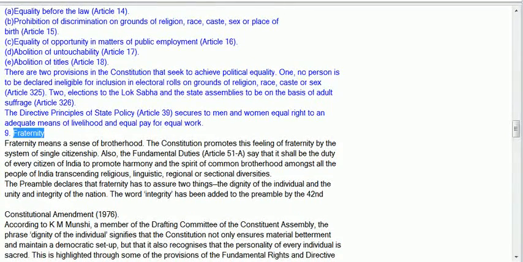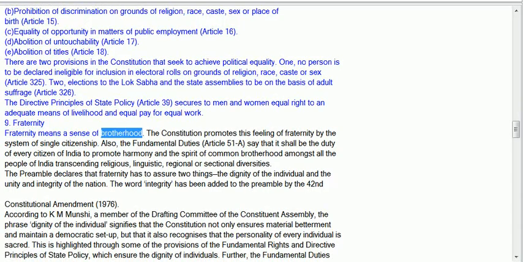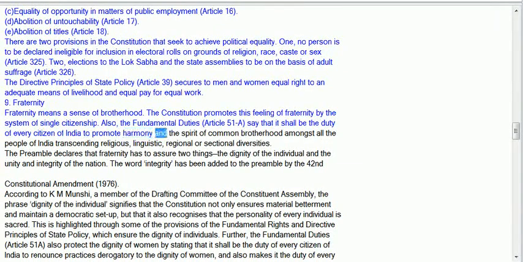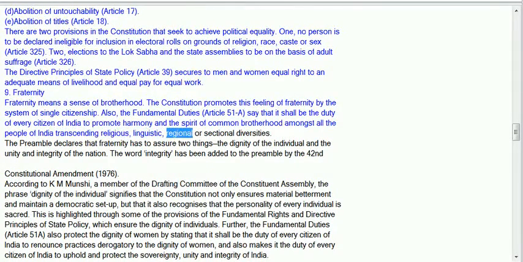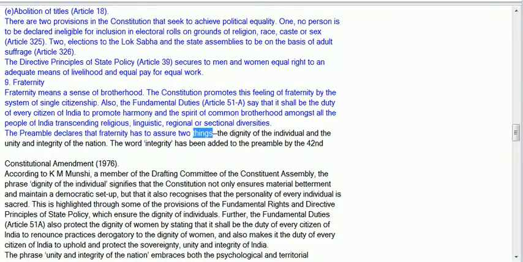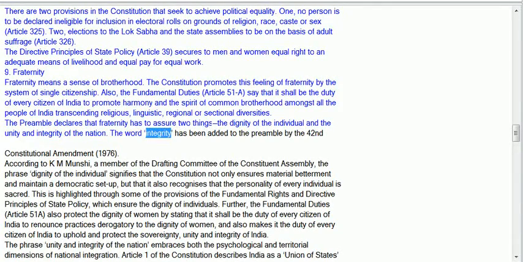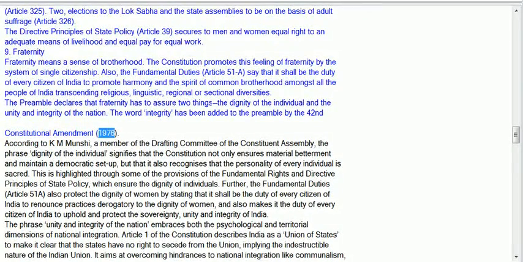9. Fraternity. Fraternity means a sense of brotherhood. The Constitution promotes this feeling of fraternity by the system of single citizenship. Also, the fundamental duties, Article 51A, say that it shall be the duty of every citizen of India to promote harmony and the spirit of common brotherhood amongst all the people of India transcending religious, linguistic, regional, or sectional diversities. The Preamble declares that fraternity has to assure two things: the dignity of the individual and the unity and integrity of the nation. The word integrity has been added to the Preamble by the 42nd Constitutional Amendment, 1976.